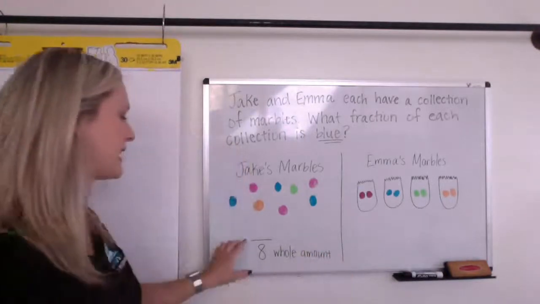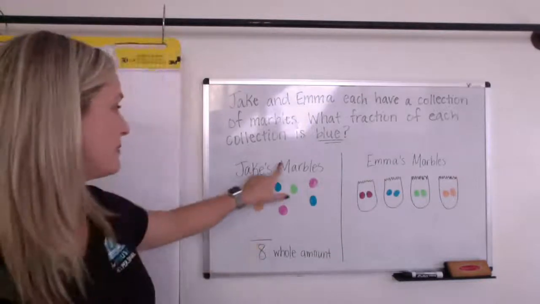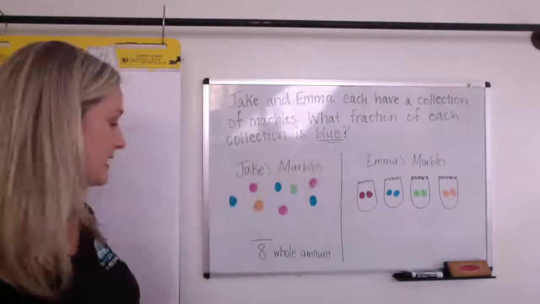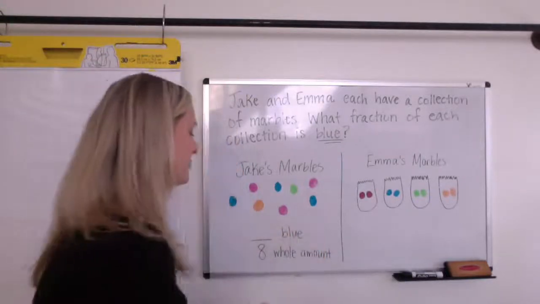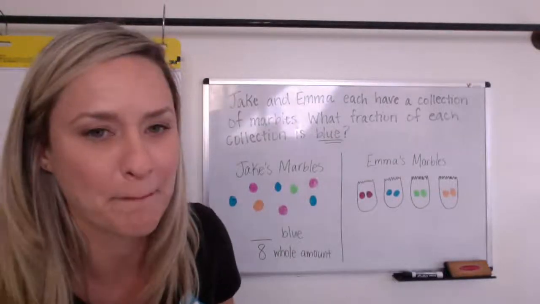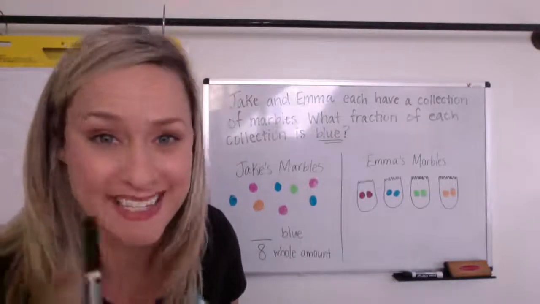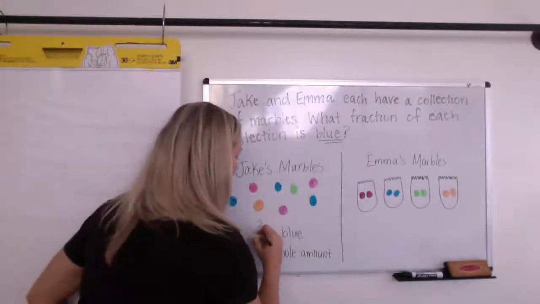Now, in this case, our numerator is going to tell us about the blue marbles because that is what the question's asking us. So the top number will just be the blue. All right, so show me on your fingers. What are we going to put at the top? I see it. 3. Boom. So 3 of them are blue out of 8.